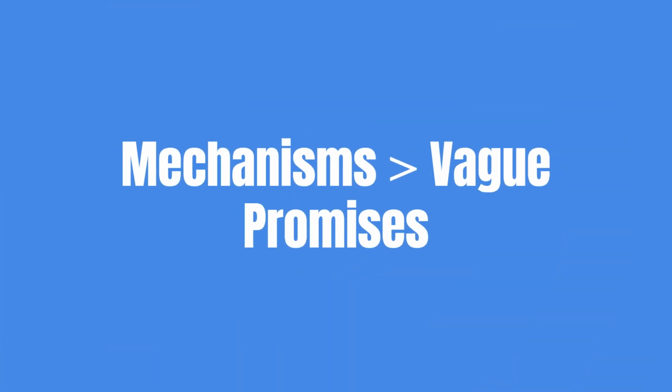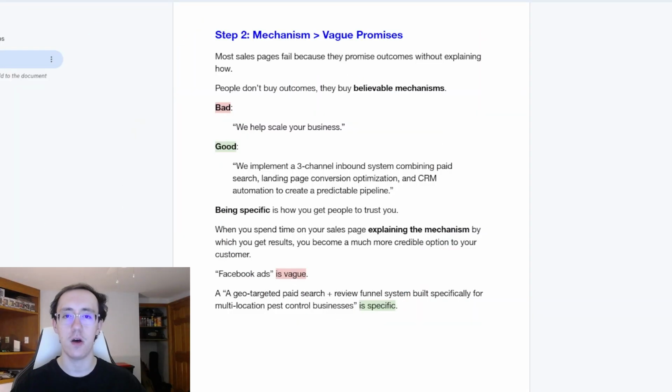Now, the second concept that we're going to talk about is the idea that we should always be using mechanisms instead of vague promises. A lot of sales pages tend to fail because they promise an outcome to the reader, and they don't explain how that outcome is actually achieved. Now, no one that's coming to your page, especially cold traffic that has no idea who you are, is buying the actual outcome. They're buying into the concept that they believe you can get them that outcome, right?